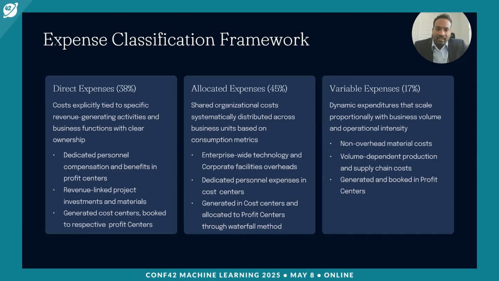The waterfall method is simply a unidirectional flow of expenses, where when one department allocates costs to another department, it only works one way. These overhead expenses make up about 45% of any organization's expenses, so roughly half, and that's very standard.